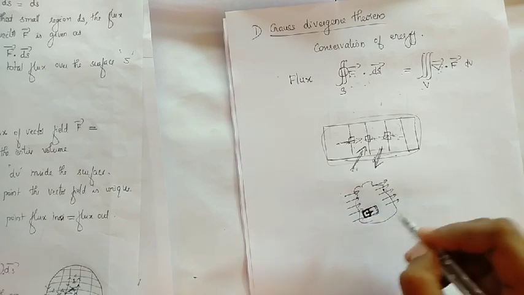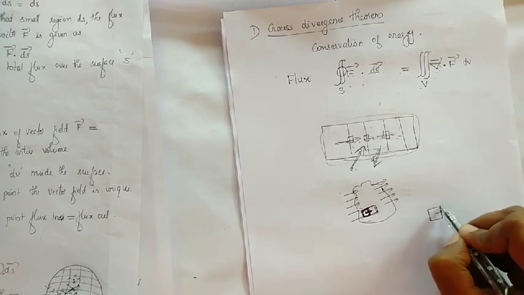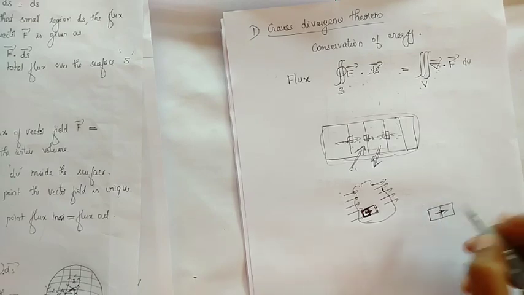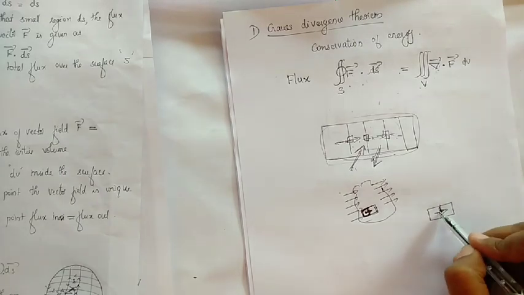So at the surface, at this point here the flux was going out, but for the very next volume the flux is going in, so it gets cancelled. The inner region gets cancelled. What is going inside is going outside, so the net flux will be 0 here.